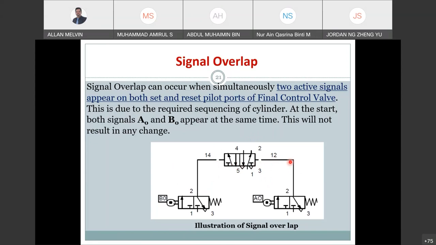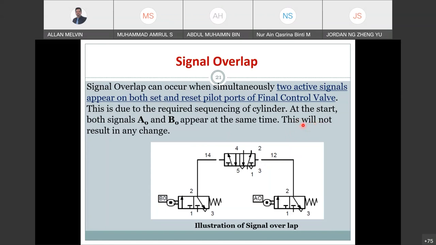choose this side. But in pneumatic, it will be the same because you already regulate the pressure. You already regulate the pressure, so we consider it will be the same power. So 10 bar, 10 bar. So when you have signal overlap, what will we do?